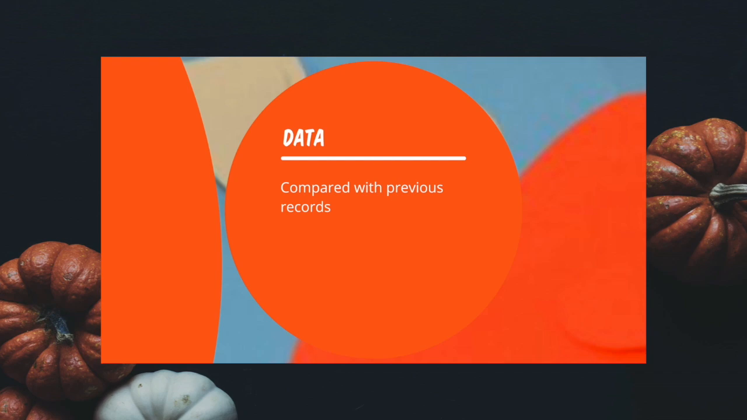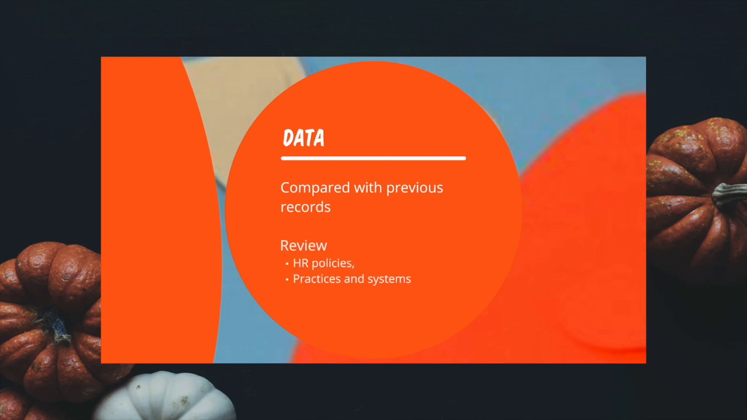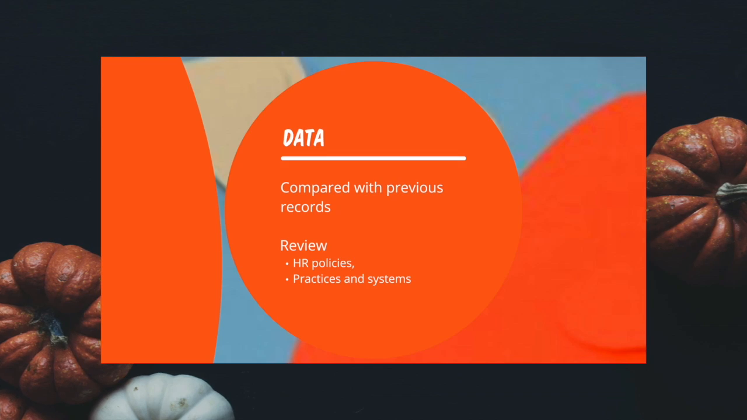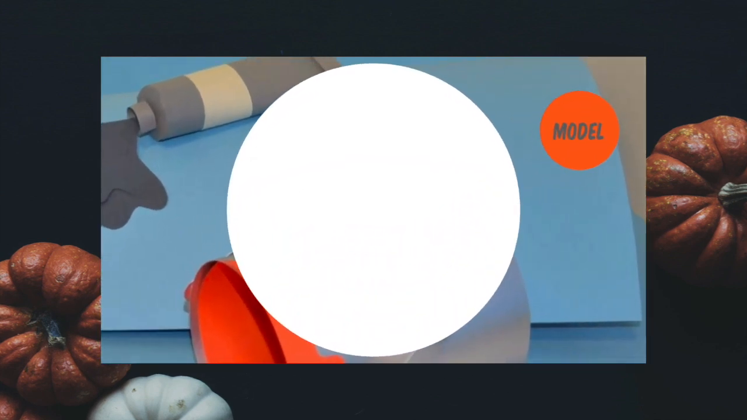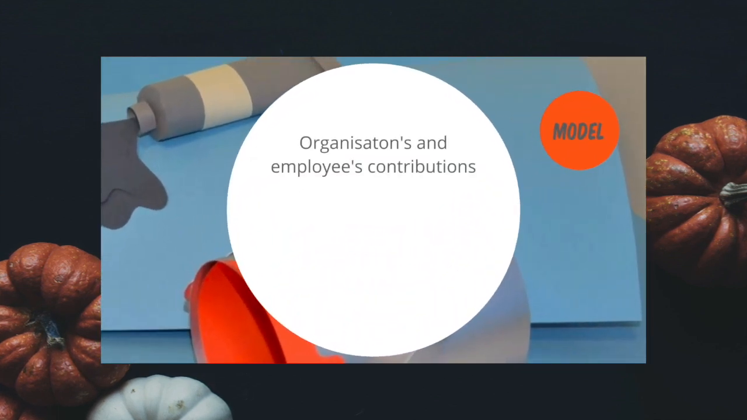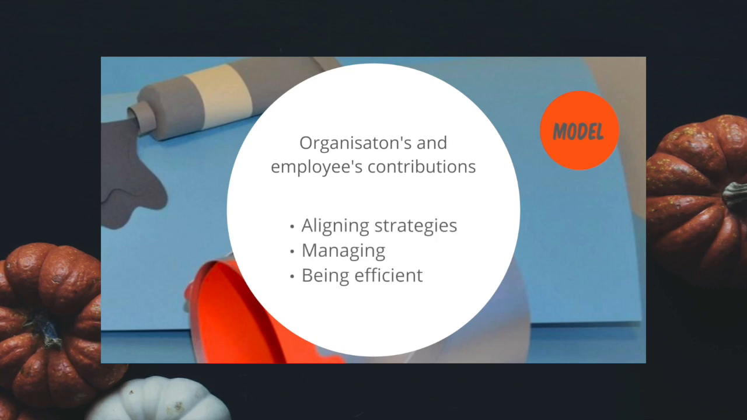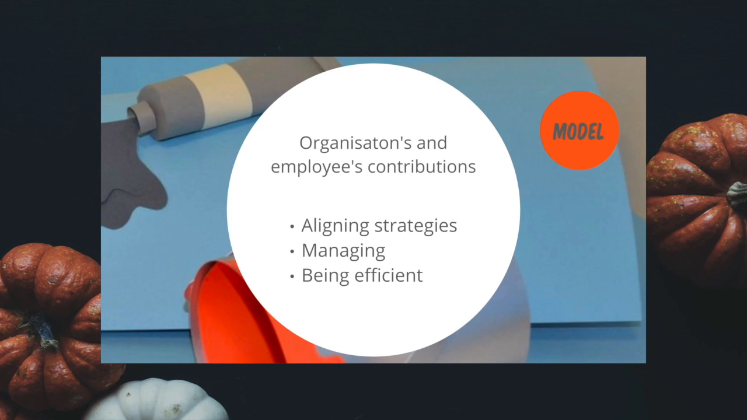Data collected can be compared with previous records and industry benchmark standards to review HR policies, practices and systems, and thus able to make amendments to enhance job satisfaction and performance in CGI. HR evaluation of CGI must incorporate both the organization's and the employee's contribution. HRM's contribution to organizational performance involves aligning HR strategies with organizational strategies, managing the corporate culture to win employee commitment, and being efficient in managing HR activities.